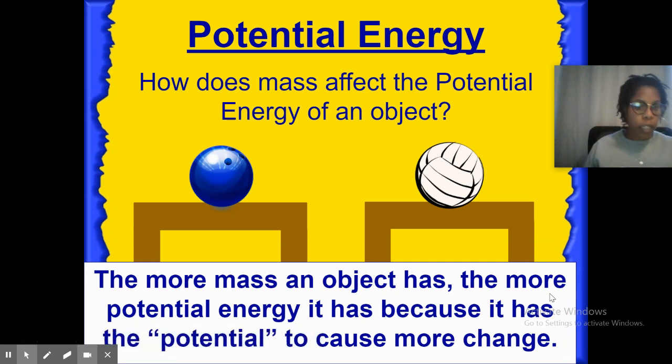How does mass affect the potential energy of an object? The more mass an object has, the more potential energy it has because it has the potential to cause more change. So mass and potential energy are directly proportional. As mass increases, so does potential energy.